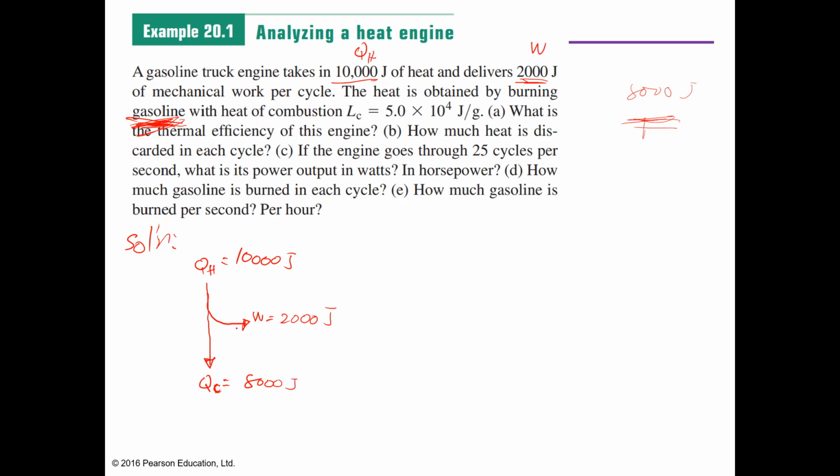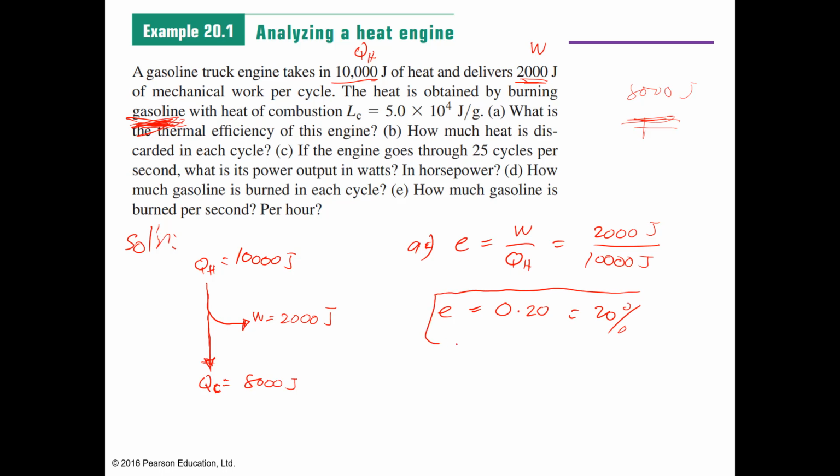Since only 2,000 was converted into work, what remains of the 10,000, which is 8,000, is the heat you reject, the heat rejected by your system. Okay, so that is the energy flow diagram of our heat engine. Question A, find the efficiency. Efficiency is equal to the ratio between work and the heat absorbed, and it is equal to 2000 joules over 10,000 joules. So the efficiency is equal to 0.20, and this will be equal to 20%.